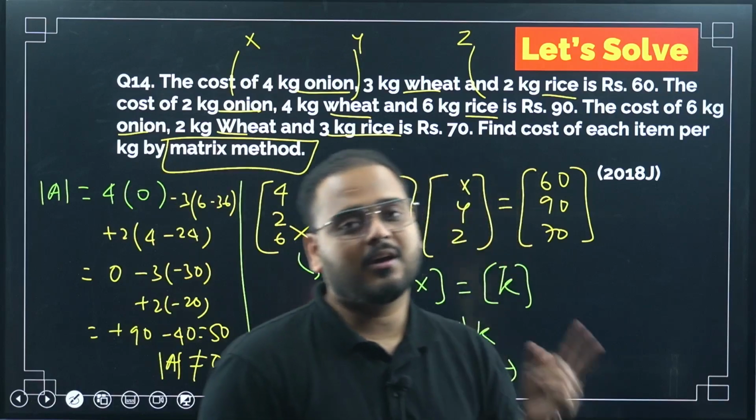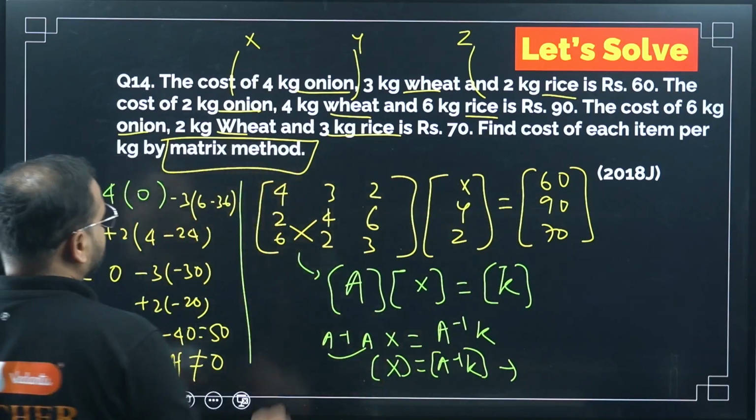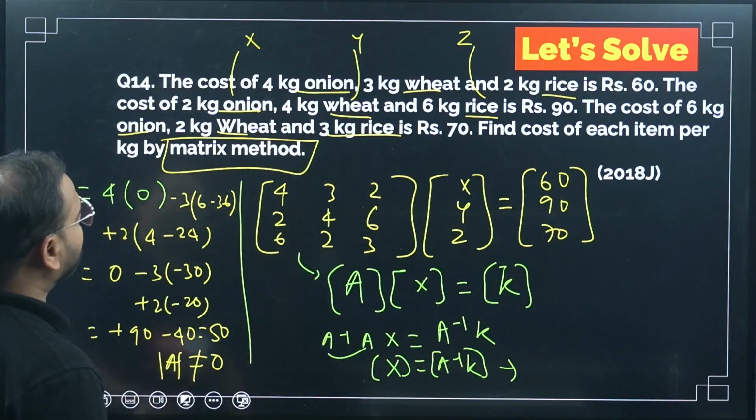Adjoint of A, which is going to be involving cofactors. So we'll see. Okay, this one I'll solve for you. 4, 3, 2, 2, 4, 6.